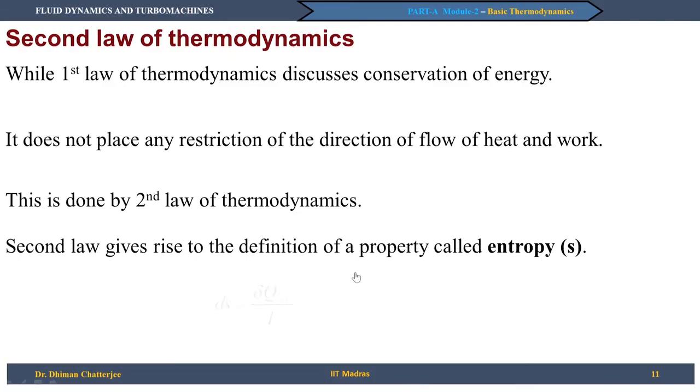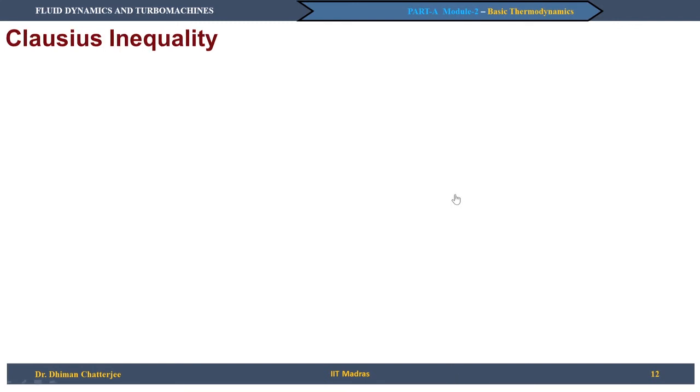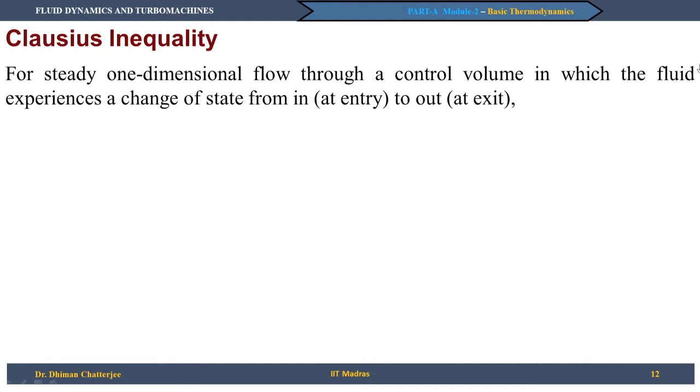The second law also gives rise to a property called entropy, and it is defined as ds equal to del q reversible by T. We are talking about a reversible process. Next important thing we need is the Clausius inequality. For steady one-dimensional flow through a control volume in which the fluid experiences a change of state from in at entry to out at exit, we can write that the integral of del q prime by T from in to out is less than or equal to m dot (S out minus S in).